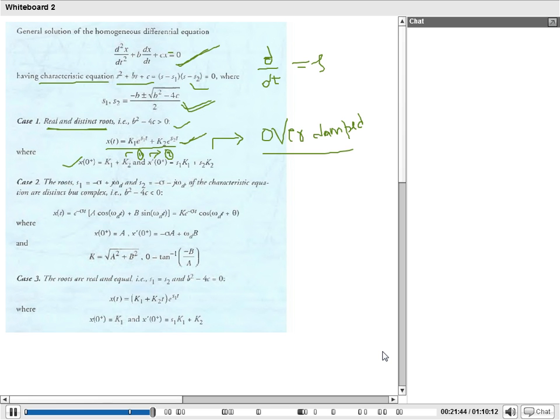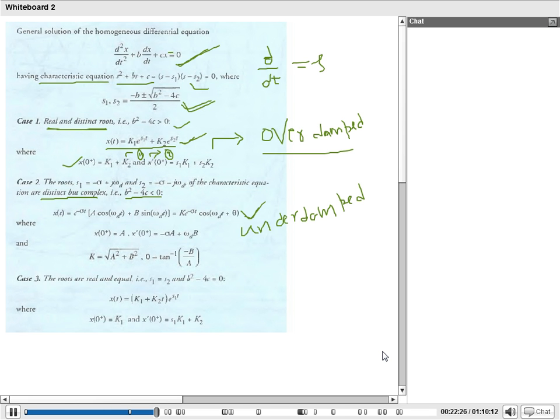When the system or the equation is over damped, you will get the response. Next, b square minus 4c less than 0, then you will get roots that are distinct but complex. We are getting different roots but complex. So this response equation is given. This response is known as the under damped response. So this is the solution.